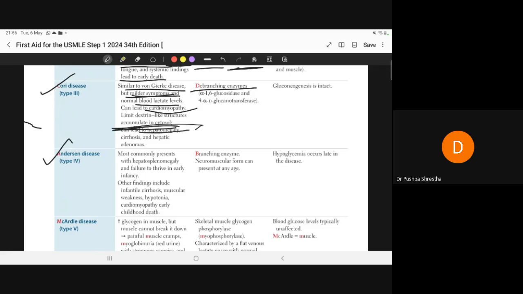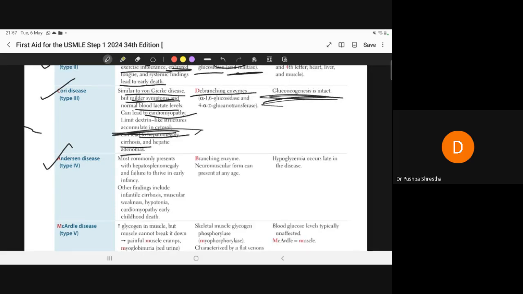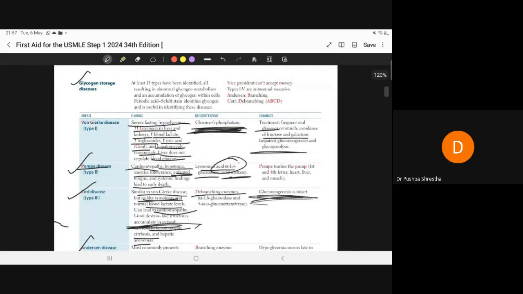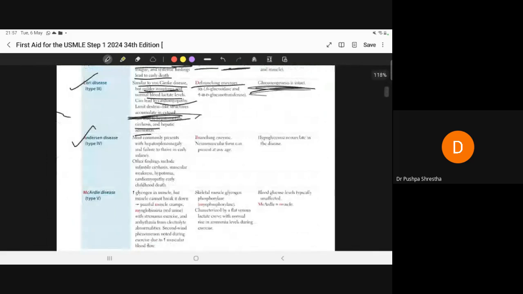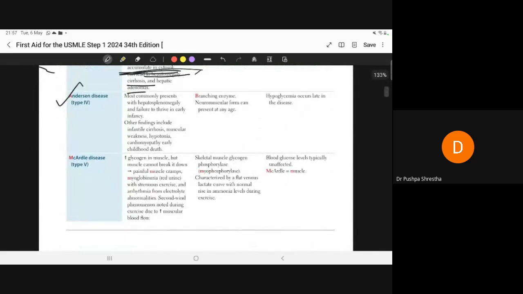It can lead to hepatomegaly, cirrhosis, hepatic adenomas. So in Cori's disease, you have heart problems and liver problems. We understand this because of the accumulation of glycogen particles that needed this debranching enzyme. Gluconeogenesis is intact because you have glucose 6-phosphatase that can help maintain your blood glucose level. Okay, then you have Anderson disease.